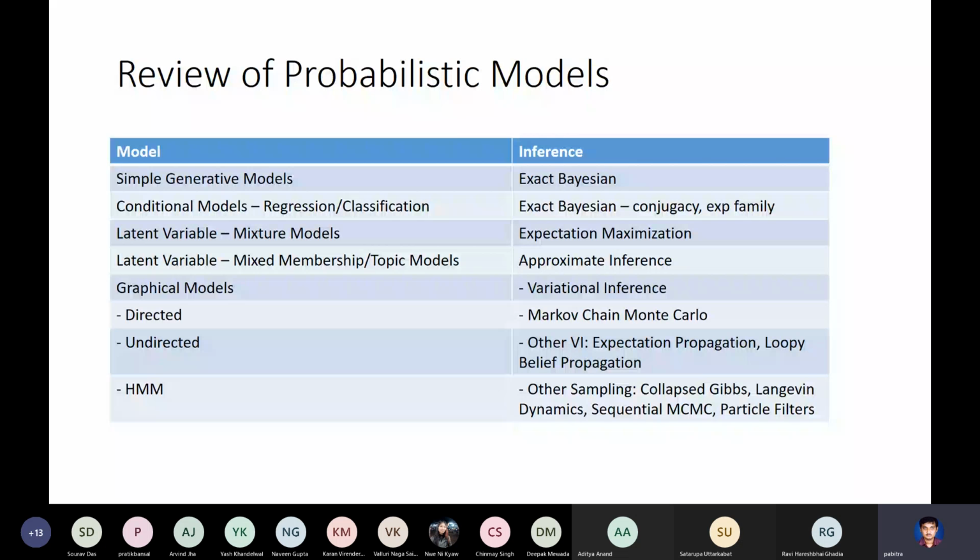As we go into more complex models, we'll require these more advanced approximation techniques for doing our inference, as our models become more complex.